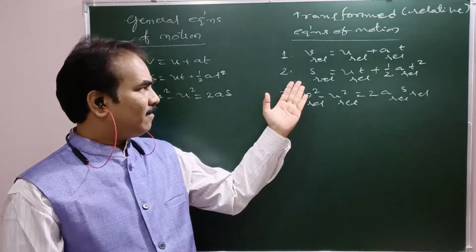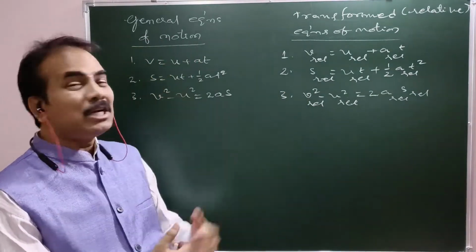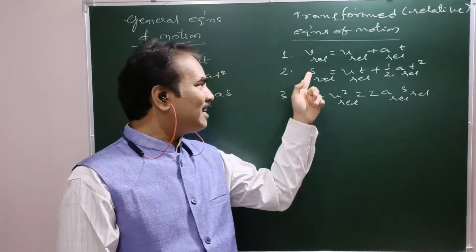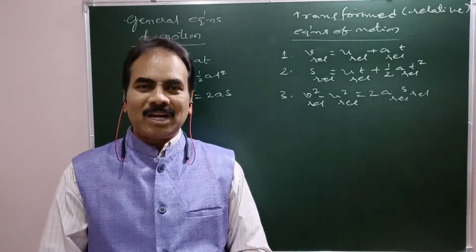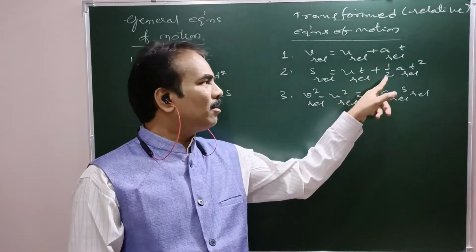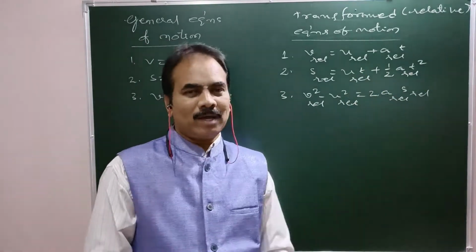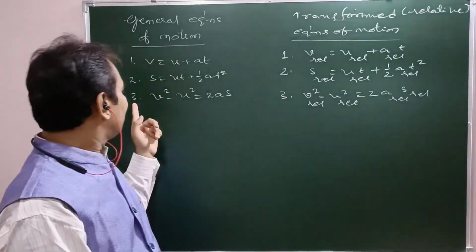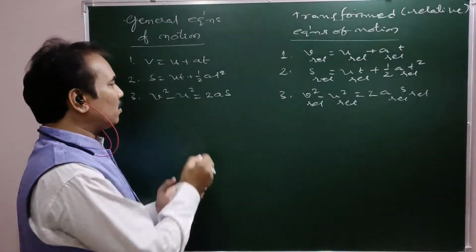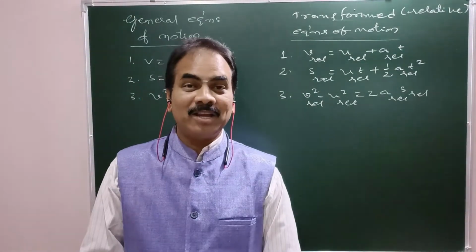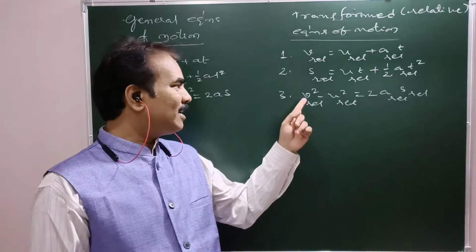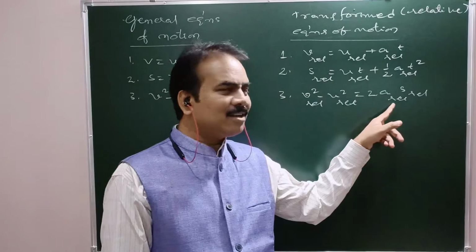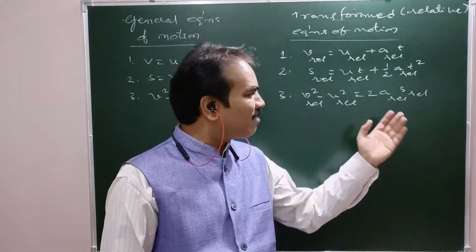Right? Second expression: S equals UT plus half AT squared. Here also S equals UT plus half AT squared, but here S means S relative, U means U relative, T is absolute, plus half into A relative into T squared. Same expressions but a small modification. Right? Third one: V squared minus U squared equals 2AS. Here also V squared minus U squared equals 2AS, but here V becomes V relative, U becomes U relative, A becomes A relative, S becomes S relative.